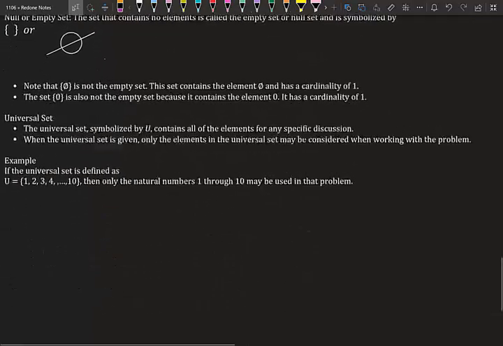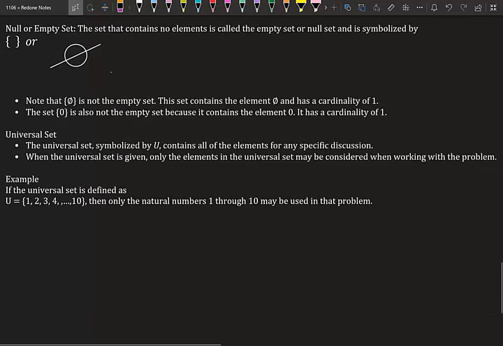Null or empty sets. The set that contains no elements is called the empty set or null set, and it's symbolized by open braces or a circle with a line through it. So note that a brace with a circle with a line through it, that's not empty because it has something in there now. It has an element. It's an empty element, but it still has something in there. It has a cardinality of 1. Also, if you have a set of 0, that's not an empty set. That means your element is 0, and it still has a cardinality of 1.